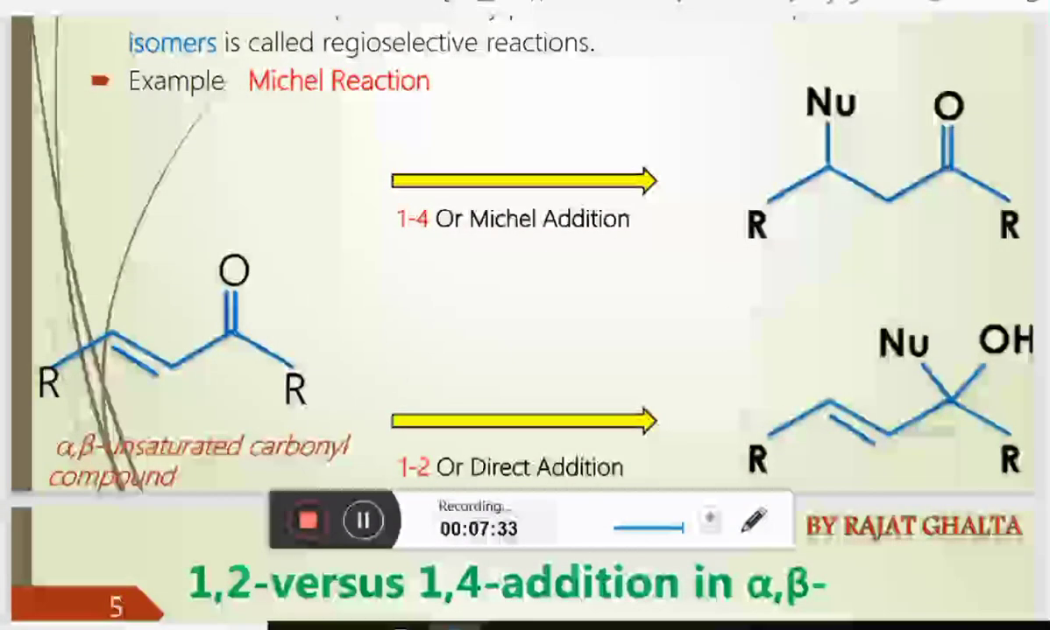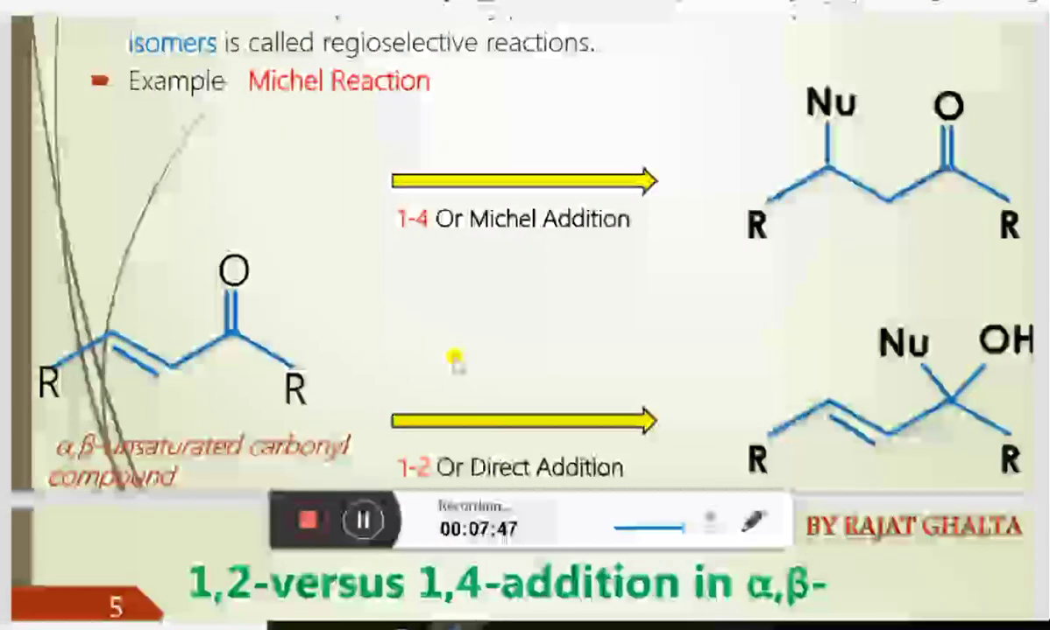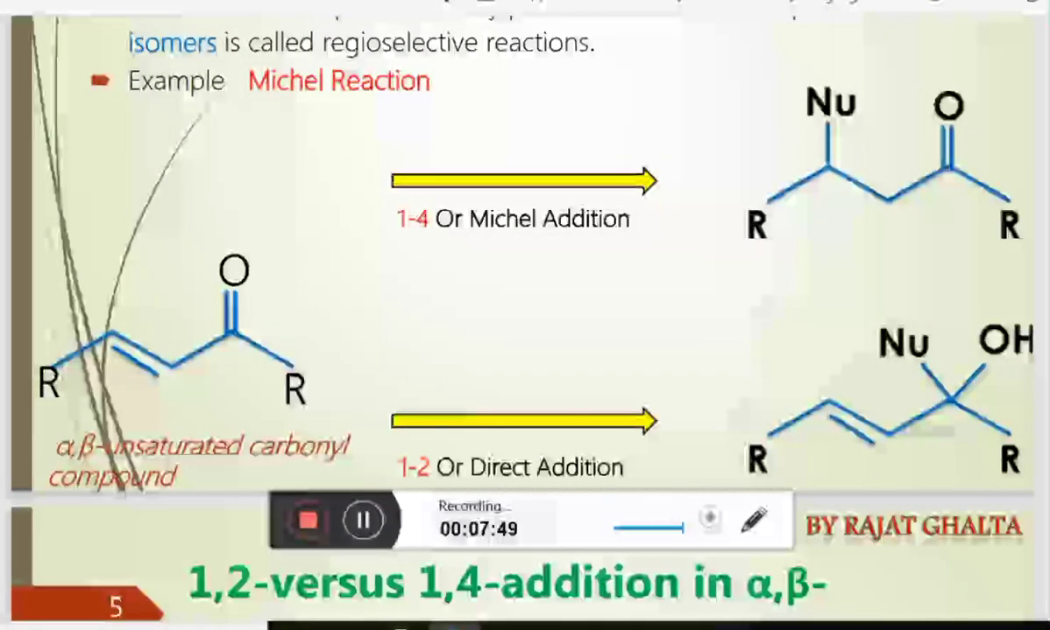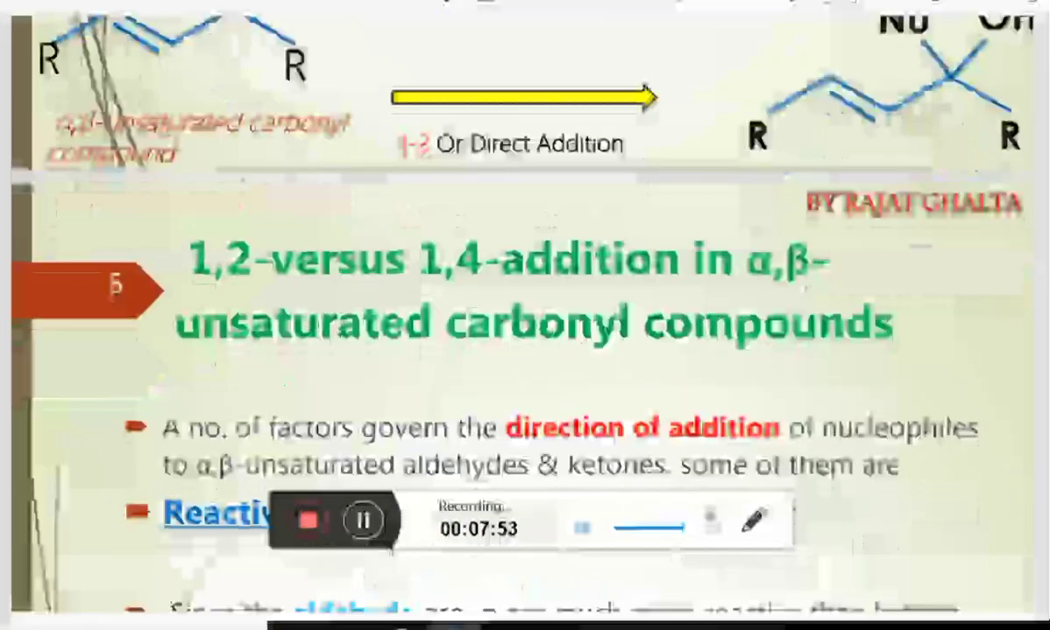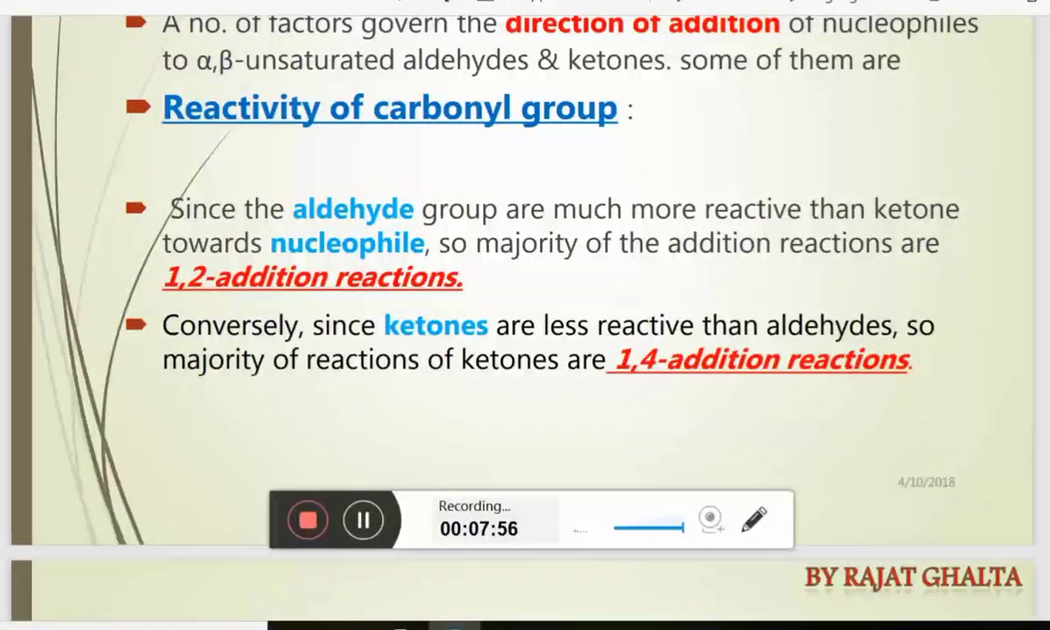But you can imagine that sometimes it's possible that you hinder one of the sites completely, and exclusively there is possibility of only one product at only one site on the substrate. Under that condition we can say that the reaction is regiospecific. So I think you now have a good idea what regioselective and regiospecific reactions are.